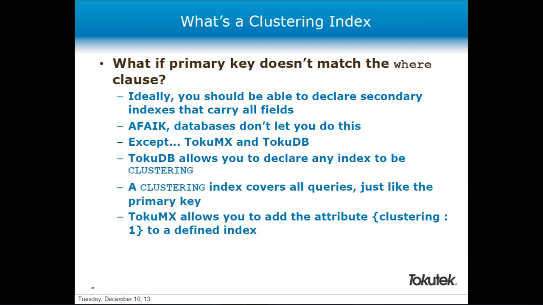It's going to have another copy of your data in the secondary index. So all the work we were talking about before, worrying about point queries into the main dictionary, no longer becomes necessary. In TokuDB, you want to define a clustering index. You just use the clustering keyword. In TokuMX, you add the attribute clustering:1 to a defined index. You have to do it at the point of defining the index, and the index will be clustering.